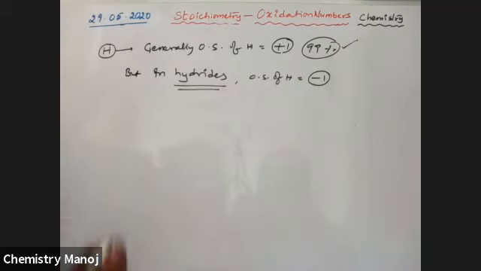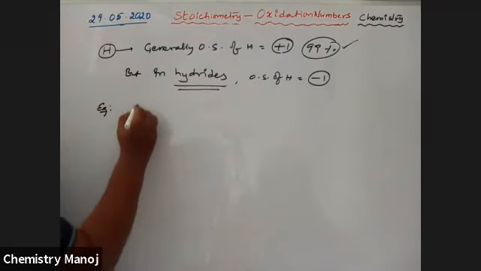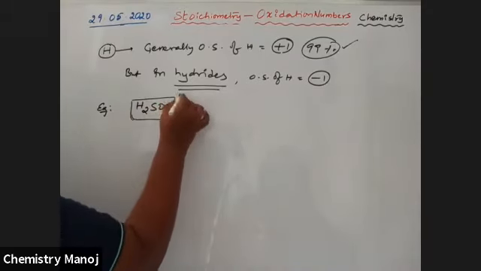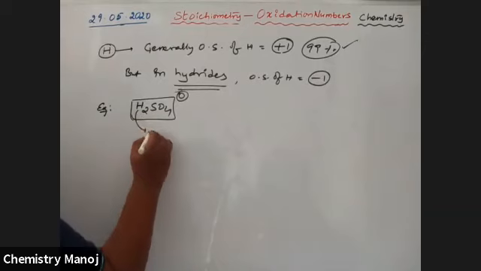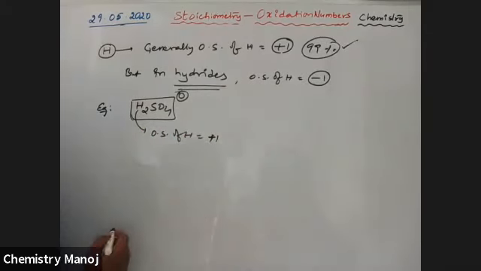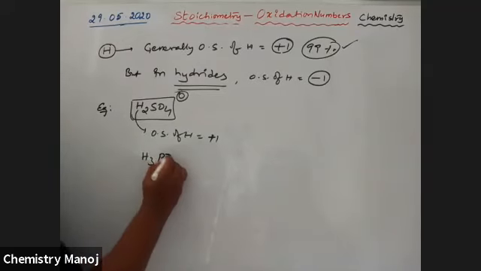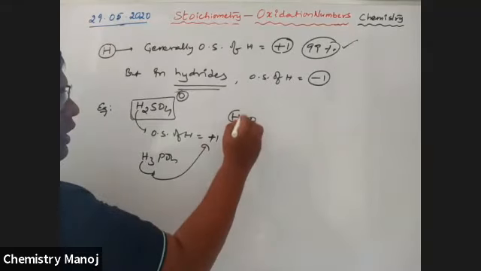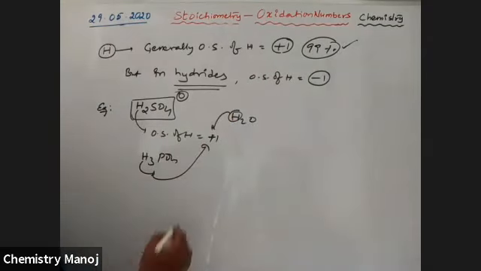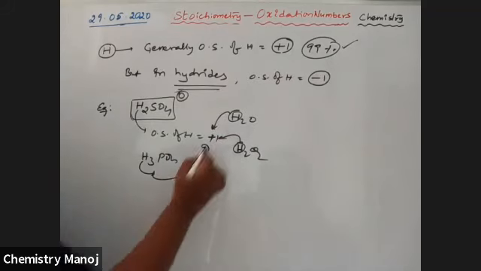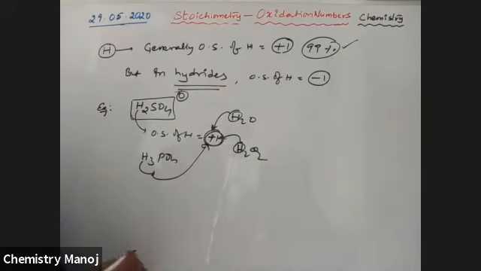See here, examples. In H2SO4, the total value is 0, no doubt, but in particular, the oxidation state of hydrogen is +1. In H3PO4, the hydrogen oxidation state is +1. In H2O, the hydrogen oxidation state is +1. In H2O2, the hydrogen oxidation state is +1. So 99% of the values are +1.